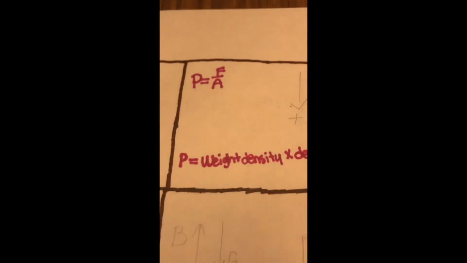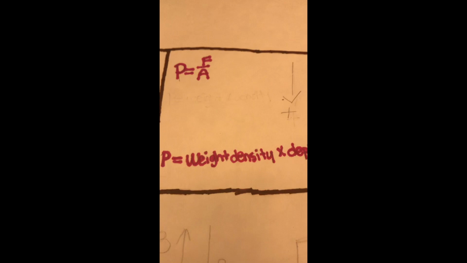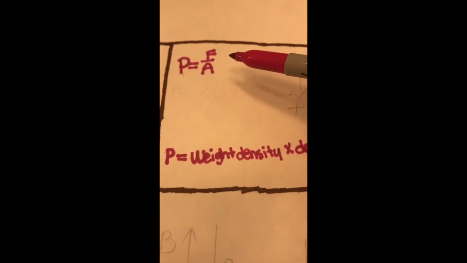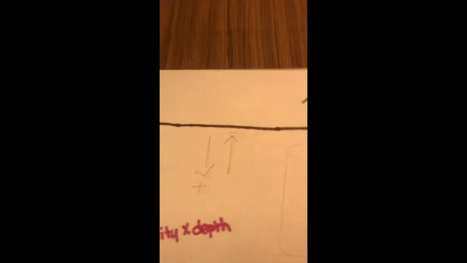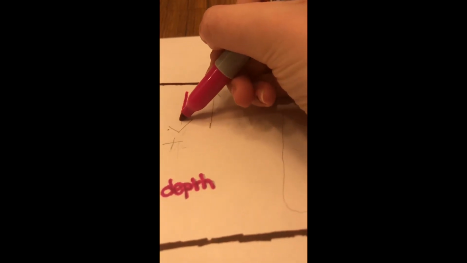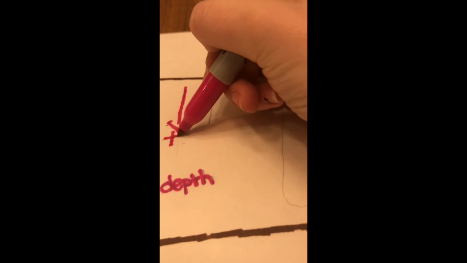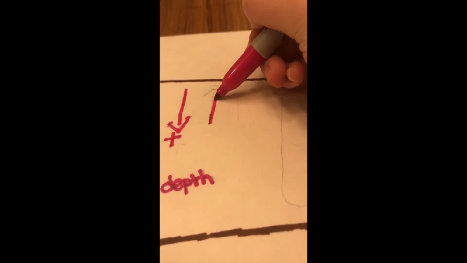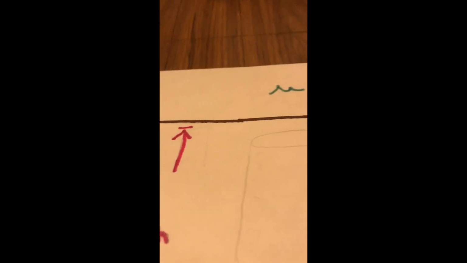So we will first discuss pressure. Pressure has 2 different ways to solve for it. Pressure is equal to force per unit area, which is this one. And pressure can also equal weight density times depth. So what this means is that the lower that you go in a liquid, the more pressure there will be. And the higher that you go in a liquid, the less pressure there will be.